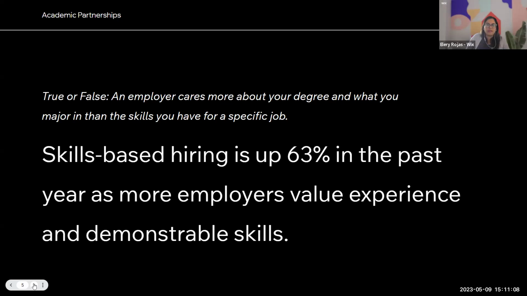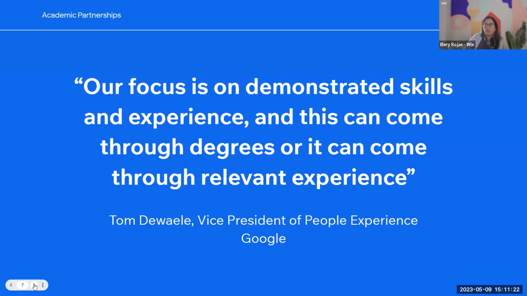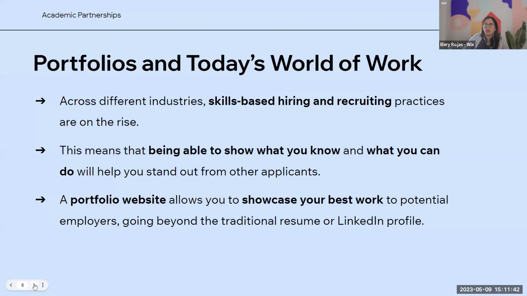And so when you look at this data, this is what employers are saying. 63% in the past year, as more employers value experience and demonstrable skills. And that's exactly what we're going to do. We're going to showcase those transferable skills on a portfolio, and I'm going to help you get to that. Another quote that we have here is from Google. They're saying our focus is on demonstrating skills and experience, and this can come through degrees or it can come through relevant experience. So again, I want you to have that understanding. Maybe you're just a student, but there's definitely other skills that you picked up along the way.